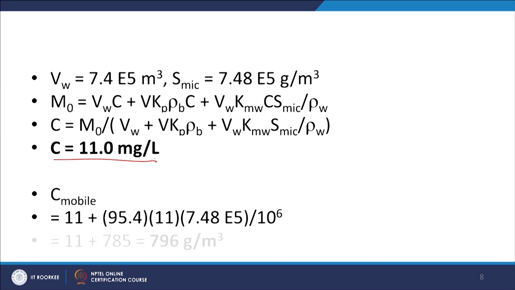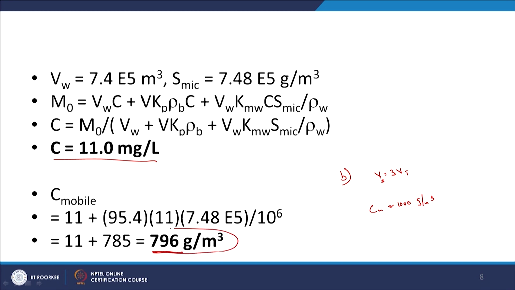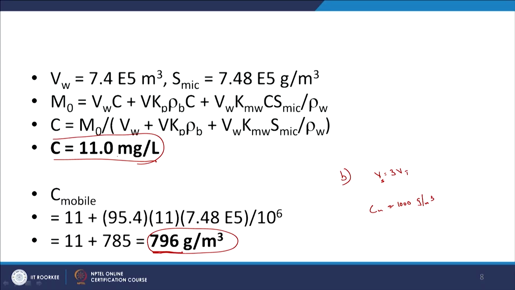And the mobile phase, as we understood earlier, we now have it to be 796 gram per meter cube. In part B, when the volume was 3 times the total volume of surfactant, this C mobile was around 1000 gram per meter cube. But now, because you are adding more surfactant, which is 7 times the total volume compared to 3 times, the concentration is obviously going to decrease. And again, keep in mind here that we recalculated the concentration of the contaminant in water, because the total volume has changed. So, that is something to keep in mind.